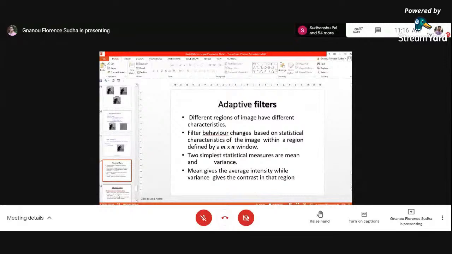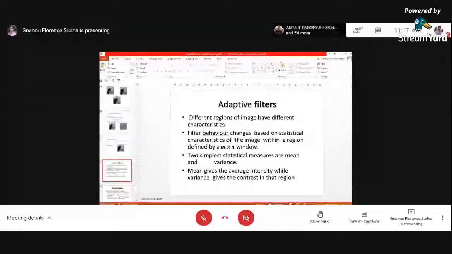Okay, so then can I apply only a smoothing filter on one side? Some places you might require a differentiation. Some places you might require a restoration. So filtering, smoothing, sharpening, restoration, everything can be done together. Then we call that type of filters adaptive filters.